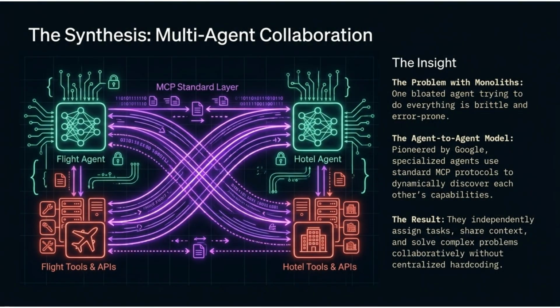The agent-to-agent model solves the problem of bloated monolithic agents. Specialized agents, like the flight and hotel agents shown here, use standard MCP protocols to dynamically discover and collaborate on tasks without centralized hard coding.